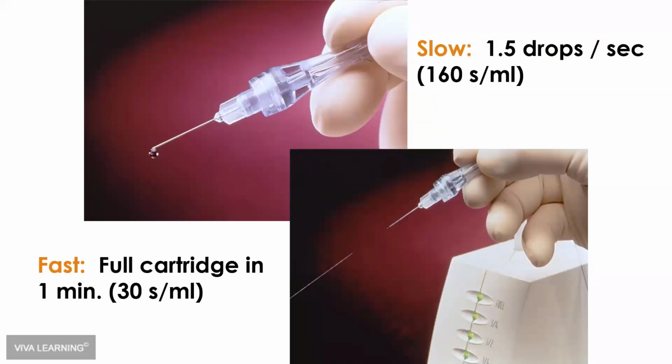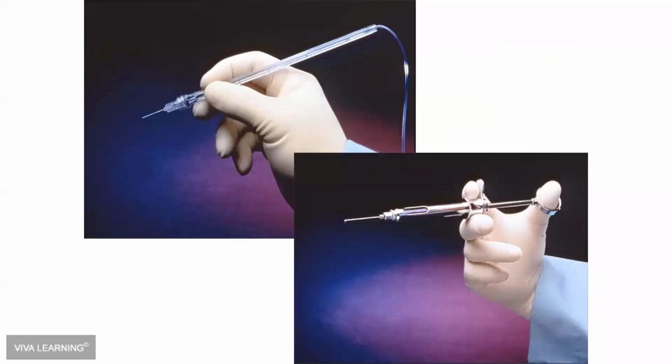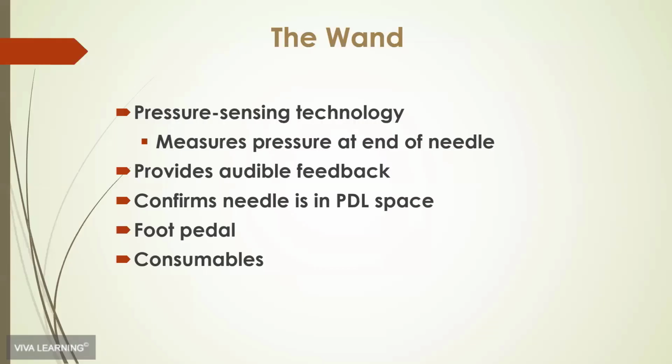If you put this on slow, it'll take 4 minutes to push the whole cartridge out. The fast injection is about 1 minute for the full cartridge. And we can hold this like a pen, and it doesn't look like the syringe. Some people might be a little more comfortable seeing their injection with one of these devices as opposed to the scarier silver needle and syringe.